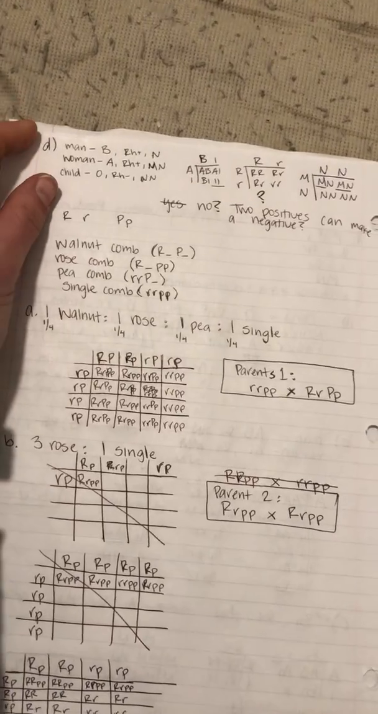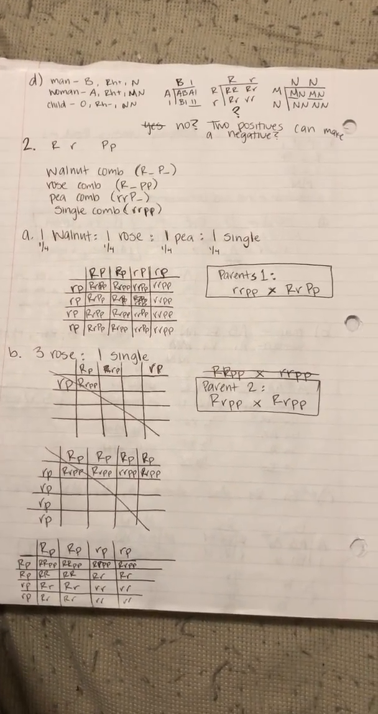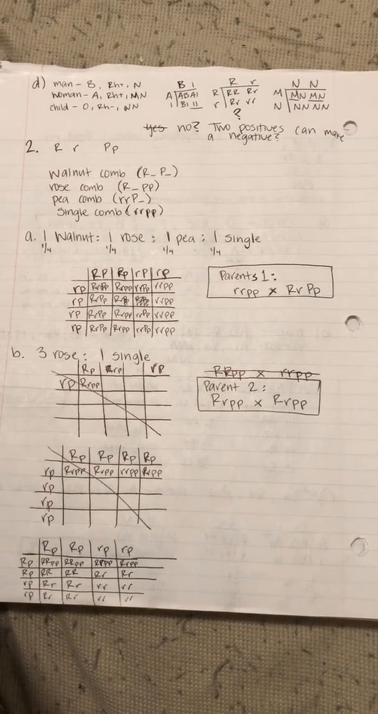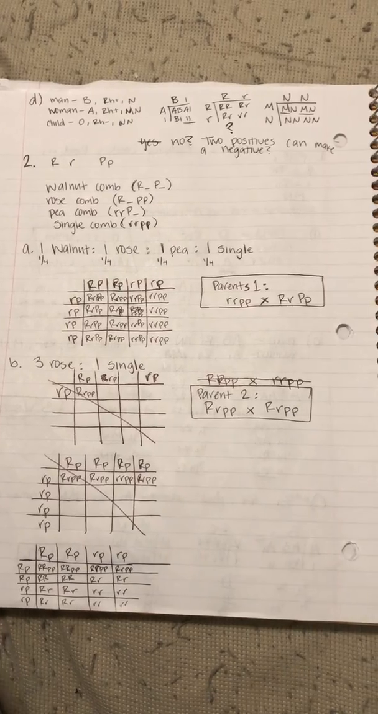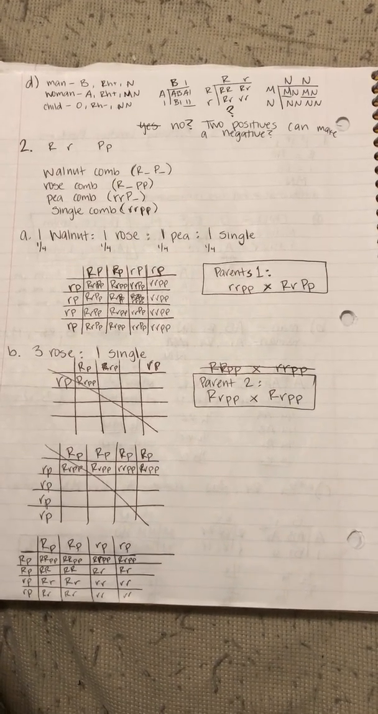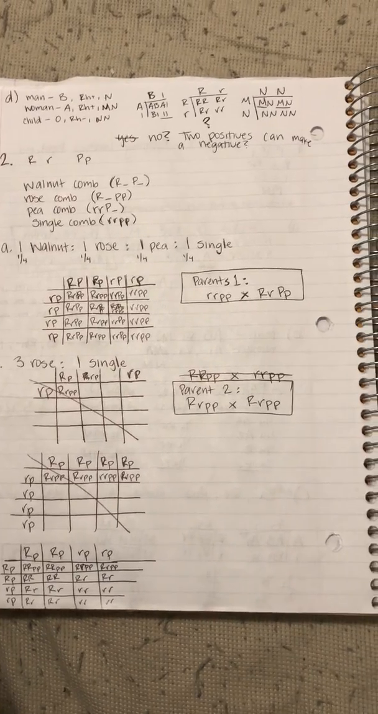And then D, I kind of had to squish it on this upper part right here. So it says a man with blood types B, Rh positive, and N says he could not be the father of a child with blood types O, Rh negative, and MN. The mother of the child has blood types A, Rh positive, and MN. Is the man correct? Explain.